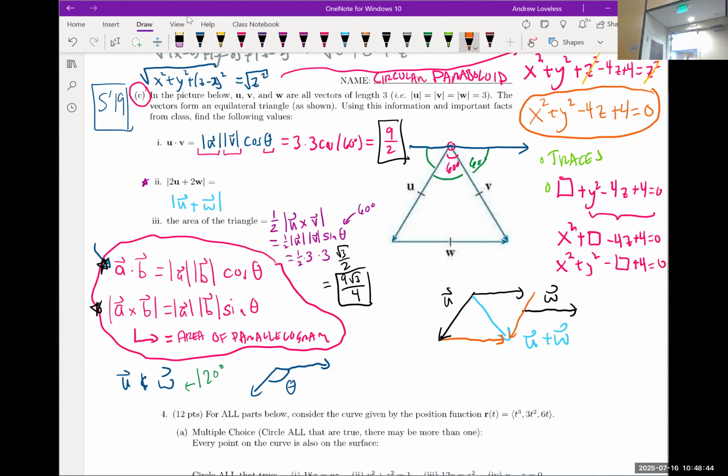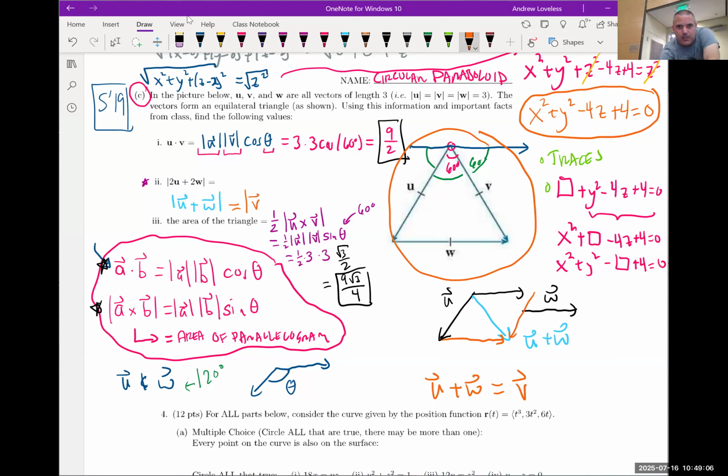So with all that being said, what is u plus w? It has another name in this problem. It's actually already drawn on the page. U and w are already head to tail. So u plus w is what? V. So this picture shows an example of a vector sum. U plus w equals v. So this is the same as the magnitude of v, which is what? 3.